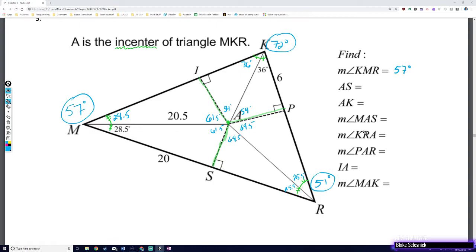Okay, I'm going to do all the angles first because I think I got most of those. MAS is 61.5, KRA is 25.5, PAR is 64.5. I'm just doing all the angles first because it might be easier. MAK is this whole angle right here, so I can just add these two up, which is 116.5, I think. 15.5, 115.5. I think so. Correct me if I'm wrong. Okay, so I got all the angles. Now it comes down to the sides.